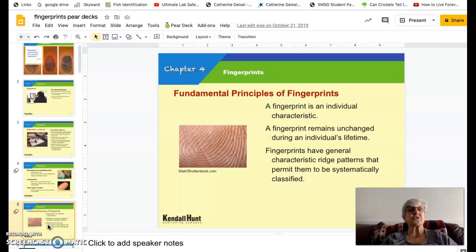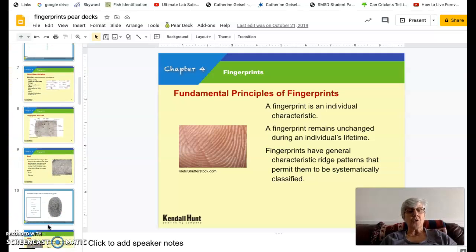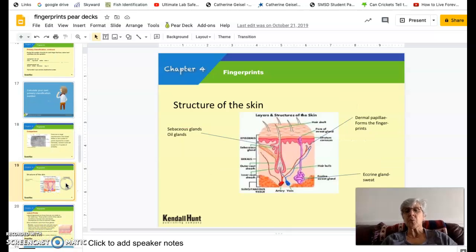So a fingerprint is considered to be an individual characteristic. Each person has one. It remains unchanged during a person's lifetime. The actual ridges that are underneath the skin surface that make up the fingerprint are the same consistently. As your skin layers move up and as you make new cells, it maintains that ridge pattern. They have basically specific ridges or patterns that can be used that allow them to be identified. So we're going to look, I'm not going to go in the exact order of this because I want to look at a couple of different things before we go through that.